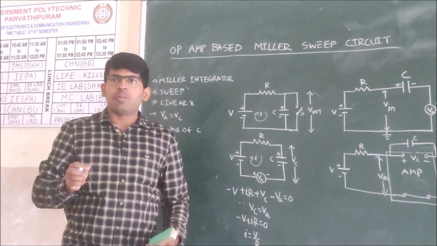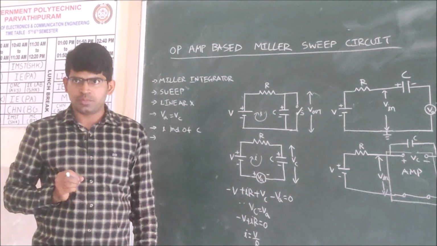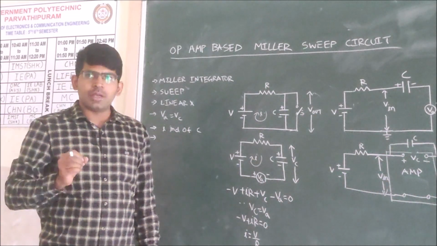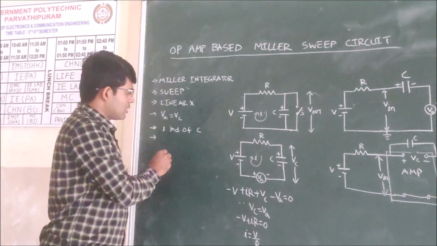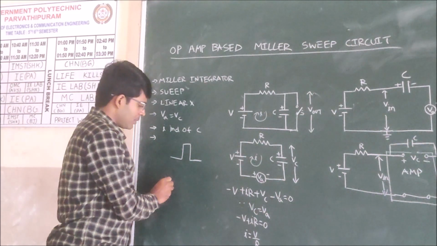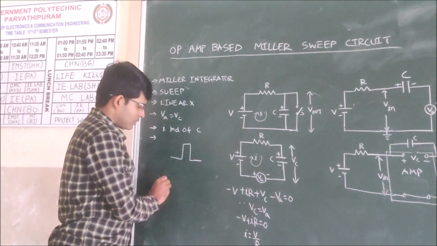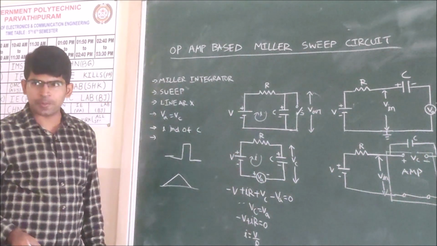Already we have discussed the bootstrap sweep circuit. We have given a rectangular pulse. From that rectangular pulse, we have generated the sweep waveform. This is how we generated the sweep.